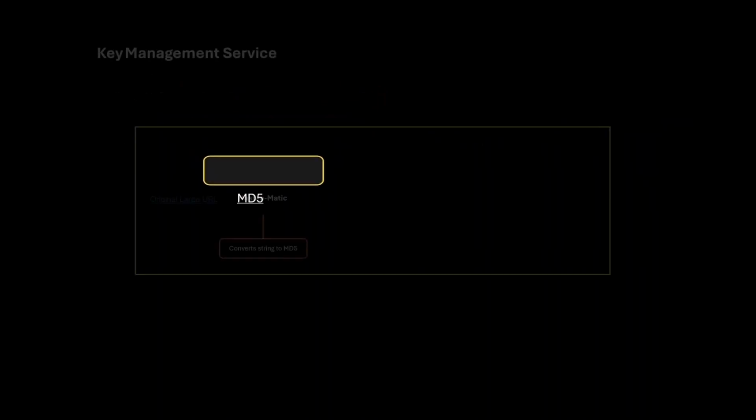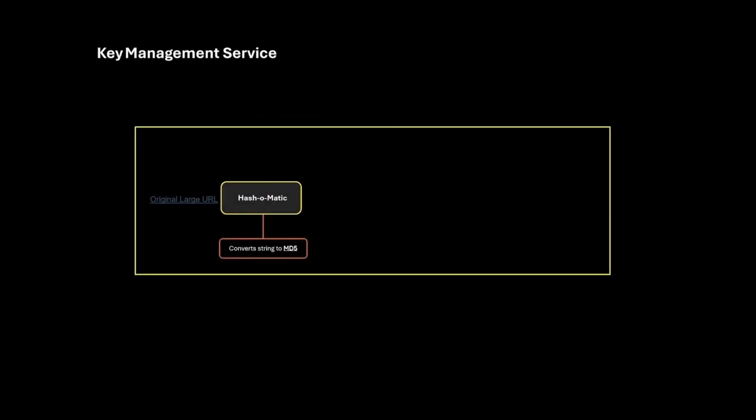Now let's move on to our next service. Before I move on to the next service, let me recap what we have discussed. We discussed the Hashomatic service, which takes the original large URL and converts that large URL into an equivalent MD5 string of fixed length.